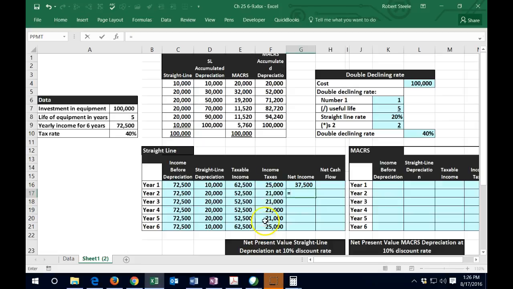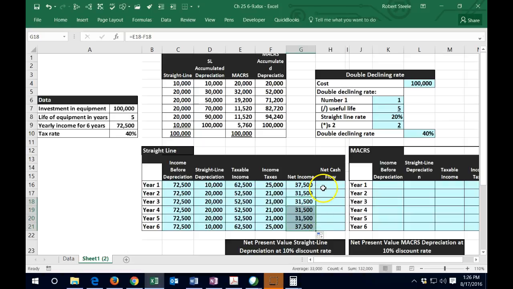The next one's going to be the 52.5 minus the 21,000 equals the 52.5 minus the 21,000, and so on and so forth. And we'll autofill that down. So put our cursor right there and autofill that down.